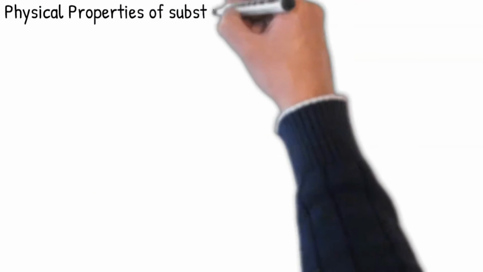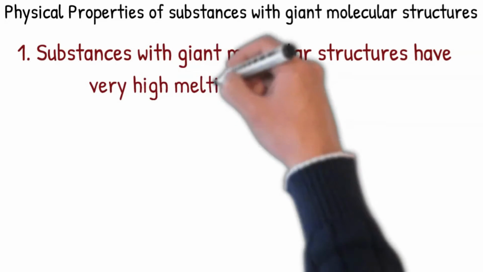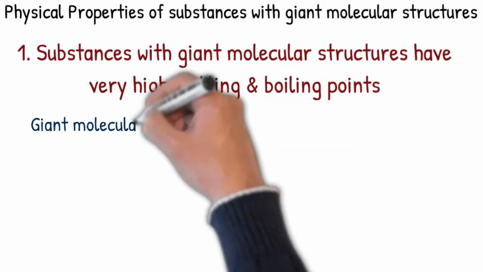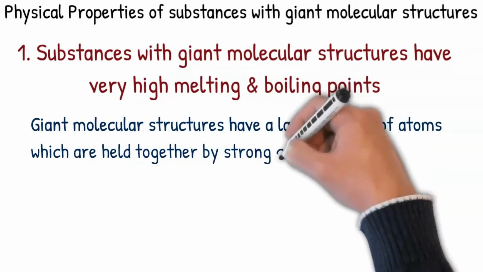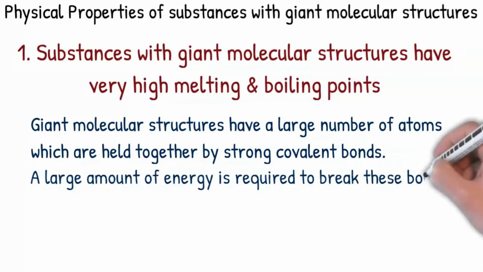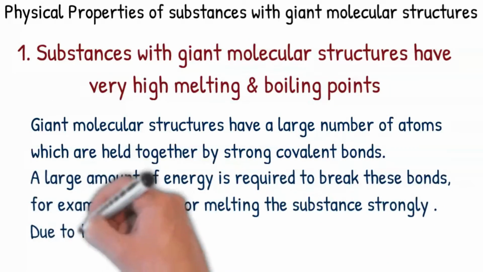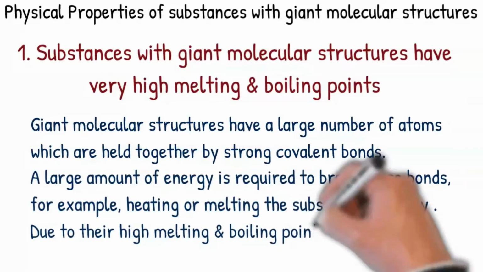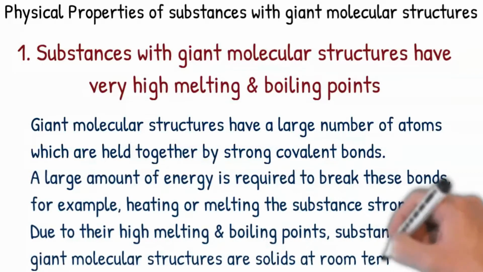Physical properties of substances with giant molecular structures. Substances with giant molecular structures have very high melting and boiling points. Giant molecular structures have a large number of atoms which are held together by strong covalent bonds. A large amount of energy is required to break these bonds, for example, by heating or melting the substance strongly. Due to their high melting and boiling points, substances with giant molecular structures are solids at room temperature.